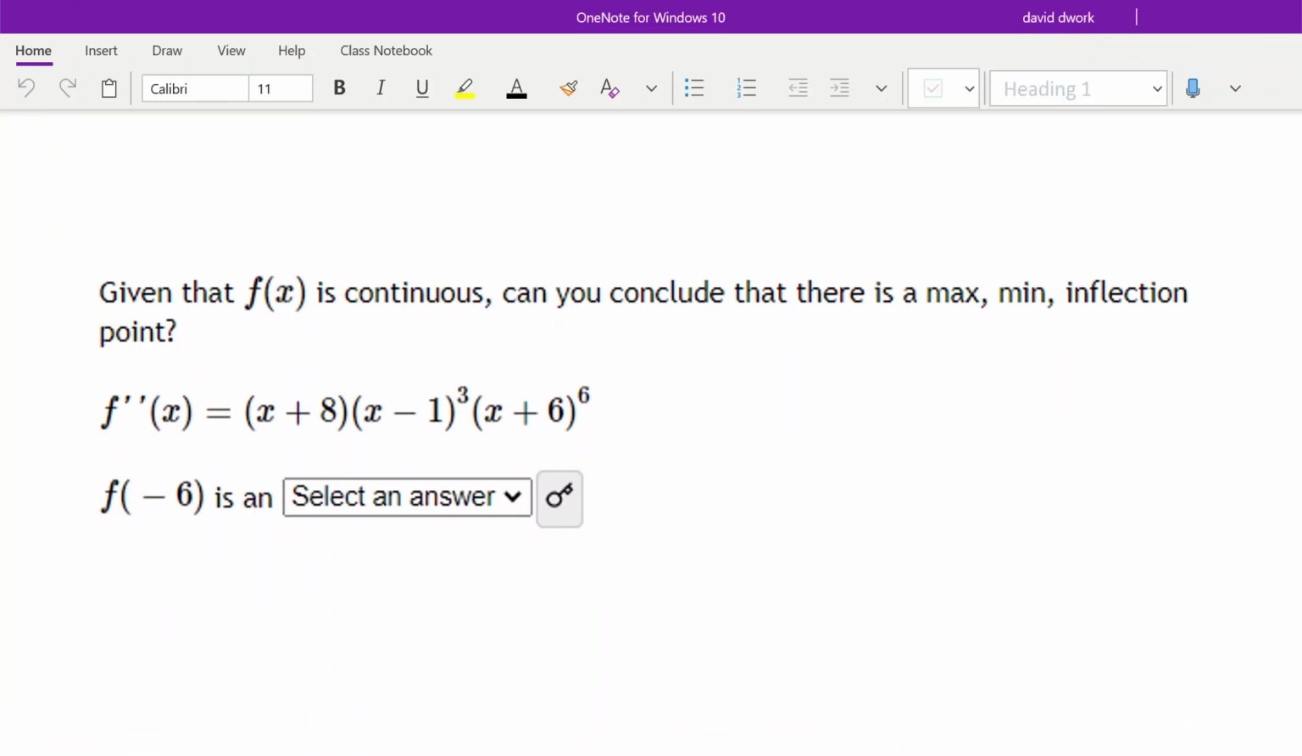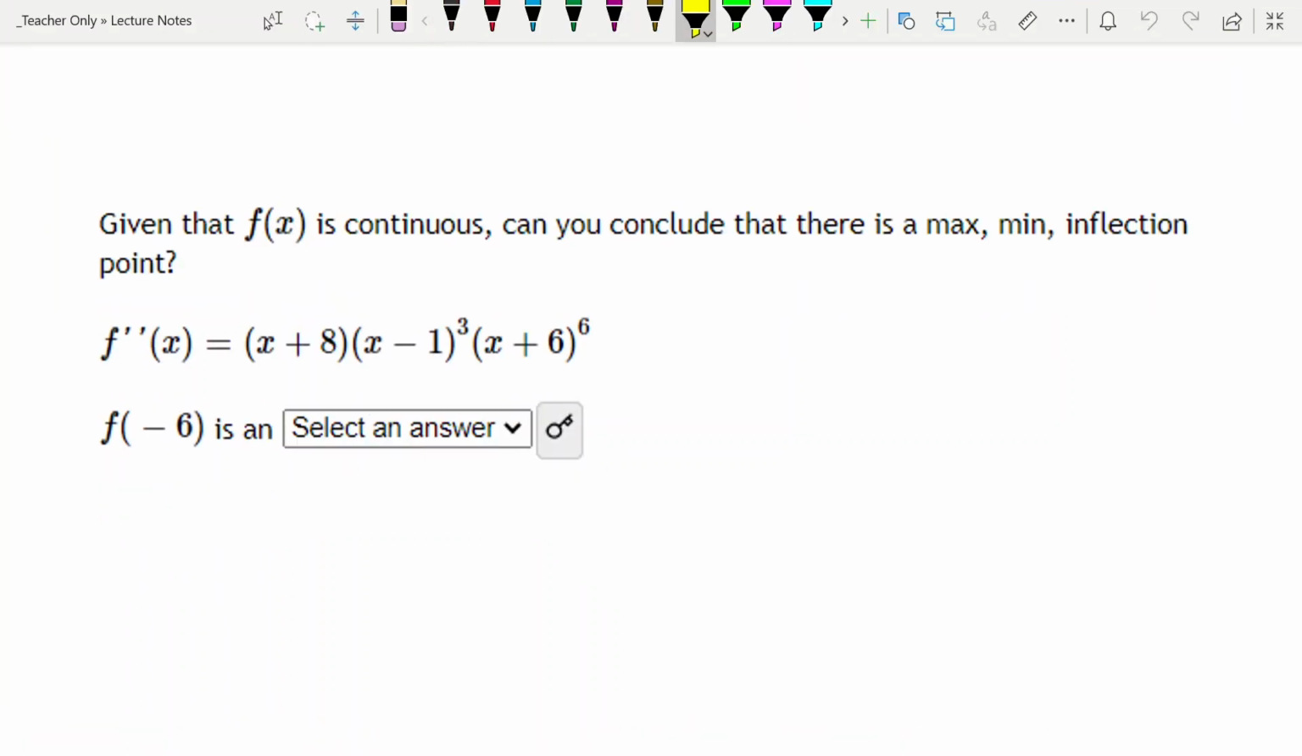So this problem is asking us to determine if this information is telling us that we have a max, a min, or an inflection point, or none. What comes to our mind immediately is that we're looking at a second derivative. The fact that this is a second derivative tells us we're not looking at maxes and mins, but we might be looking at an inflection point. So how do we do this?